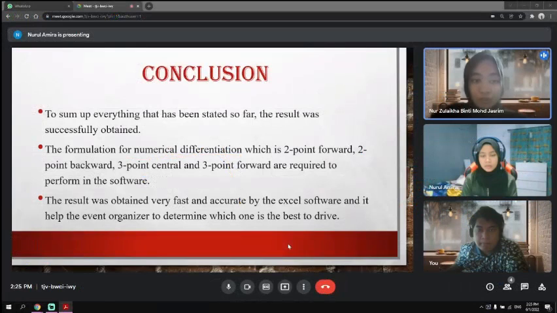Okay, for the conclusion. To sum up everything that has been stated so far, the result was successfully obtained. Second, the formulas for numerical differentiation, which are 2 point forward, 2 point backward, 3 point center, and 3 point forward, are required to perform in the software. And lastly, the result was obtained very fast and accurately by the Excel software, and it helped the event organizer to determine which one is the best to drive.